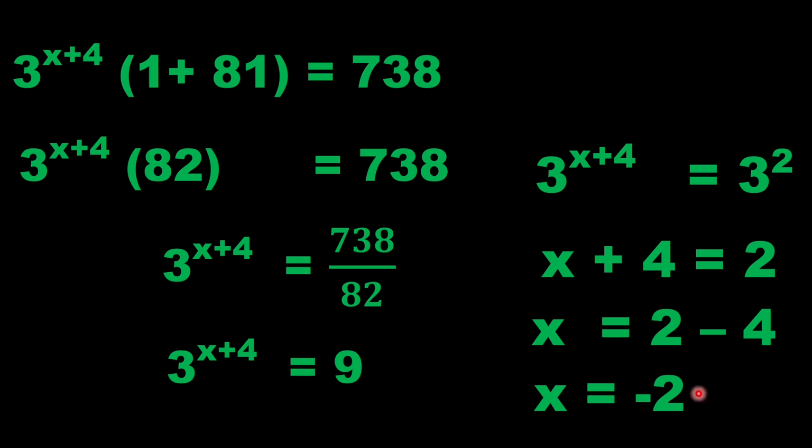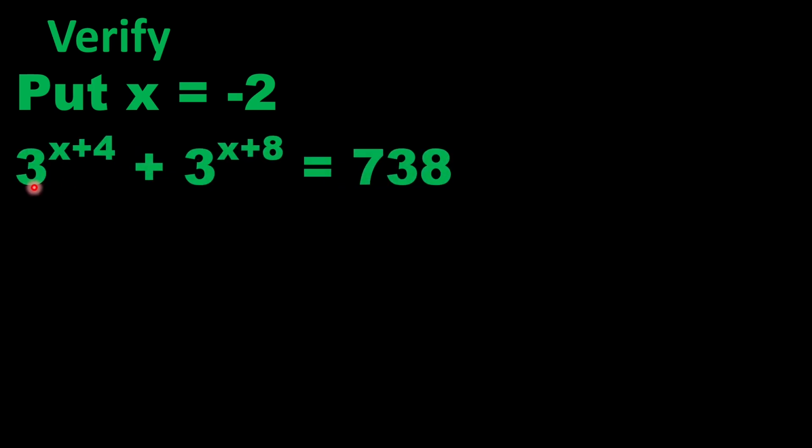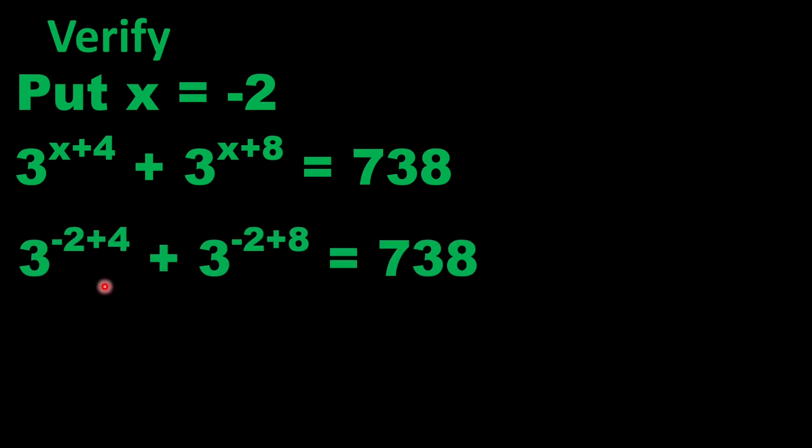But before taking the final decision, let's verify whether it satisfies the given equation or not. So for verification, we will put x equals minus 2 in the given equation. This was the given equation. Now we will put x equals minus 2 over here and here. So we have put x equals minus 2 over here, and similarly over here.